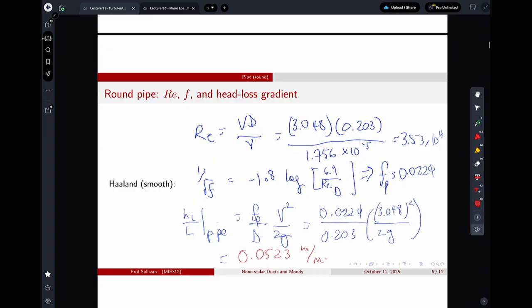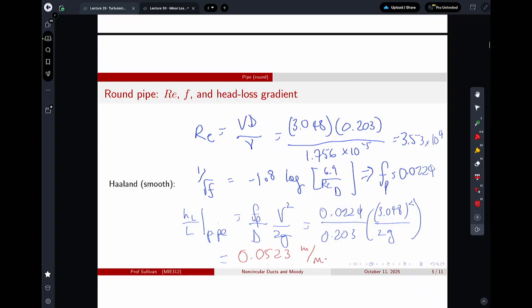It's not a really good way to write the units, but if I put the numbers in, I've calculated the friction factor within the pipe, that's 0.0224. Substitute it in, and the head loss per unit length of pipe is going to be Fp divided by d, times v squared divided by 2g, and you end up with 0.0523 meters of head loss per meter of pipe. Any questions on this one?